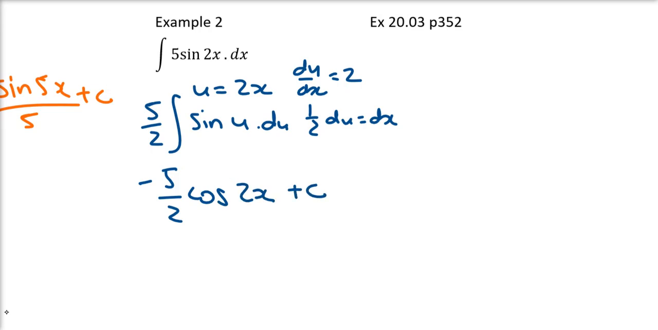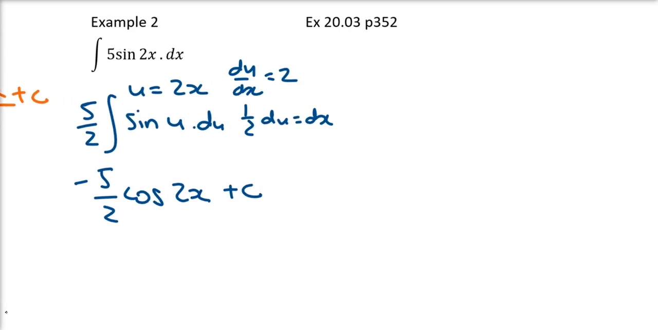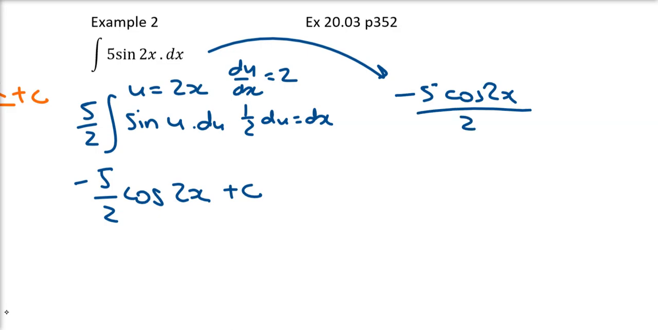You happy with that? Yep. But again, some of you are going, I know what I'm doing here. I can probably go from there. I can probably go to 5 cos 2x over 2 being a negative plus c. Either of those are appropriate. Okay, just showing you the substitution for that later.